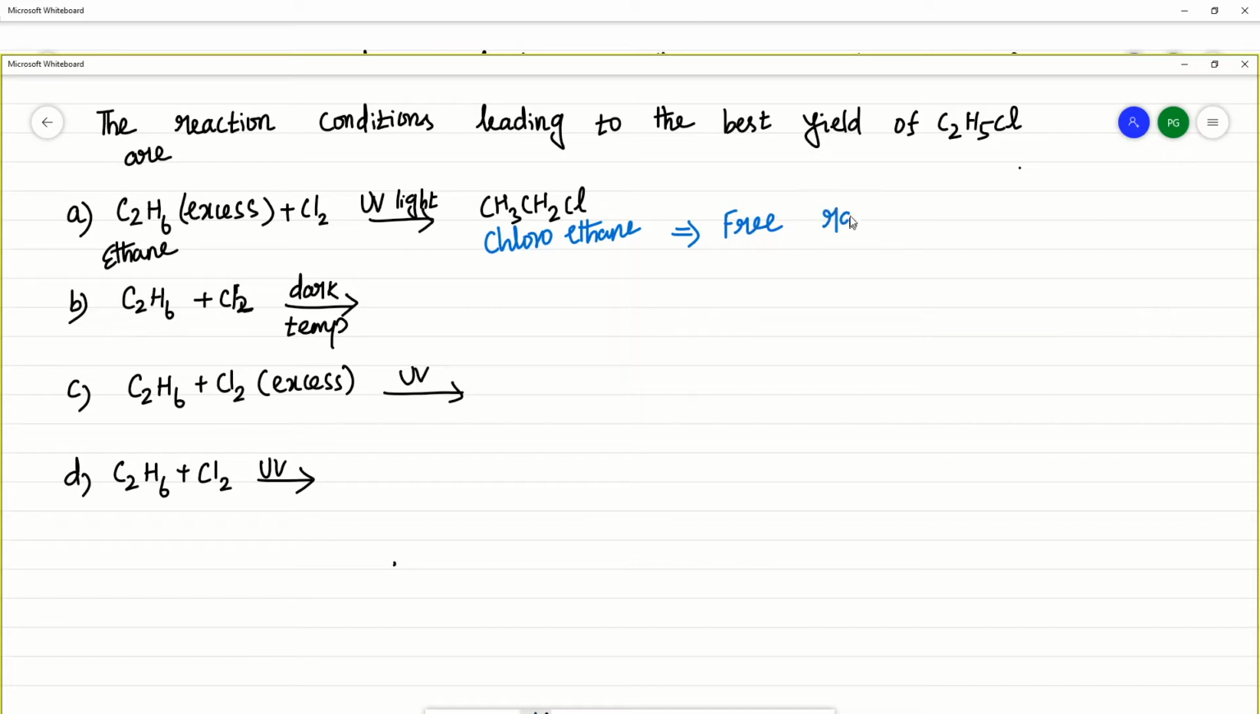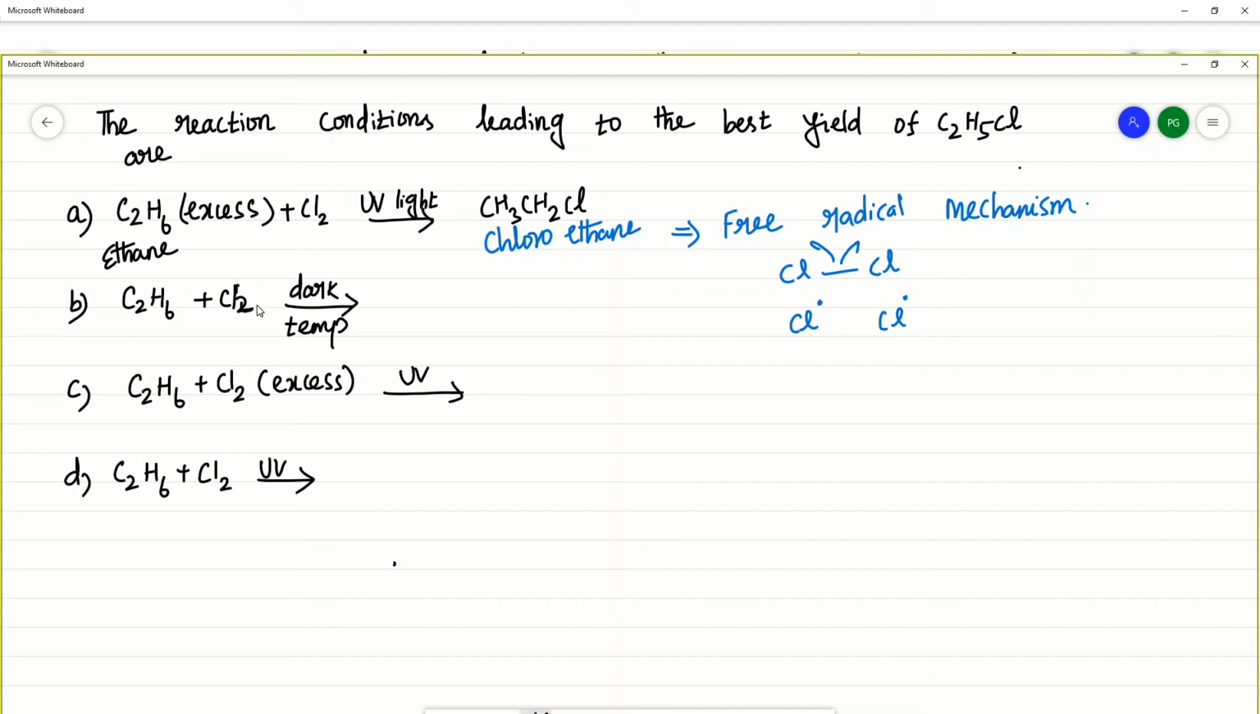So free radical mechanism. What is free radical mechanism? So Cl2, it will undergo homolytic cleavage, and you can split into Cl dot and Cl dot. This is the free radical.